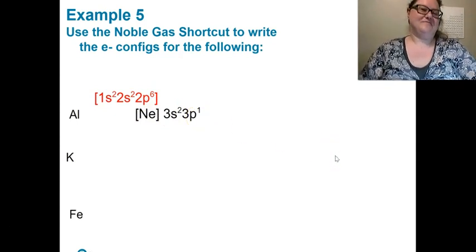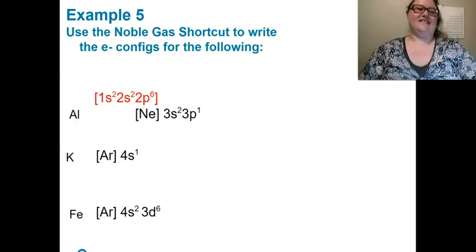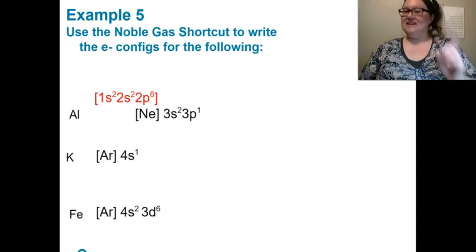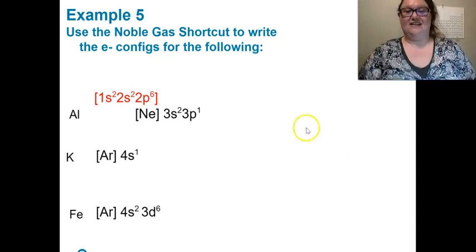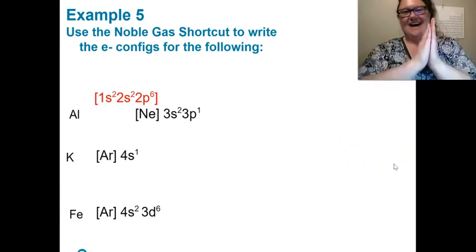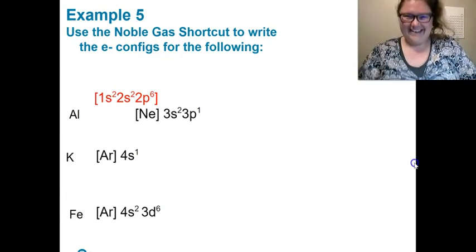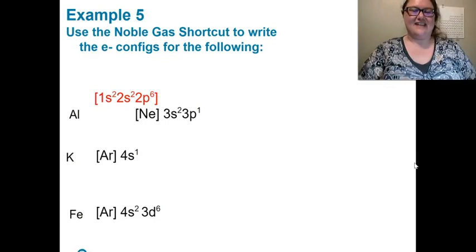How about potassium? That'd be argon, 4s1. And iron? That'd be argon again, 4s2, 3d6. Not bad, huh? So again, remember, I have to be asking you to write it in that shortcut. Otherwise, you've got to do the whole configuration.